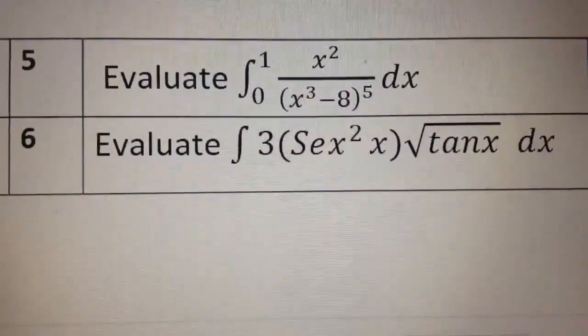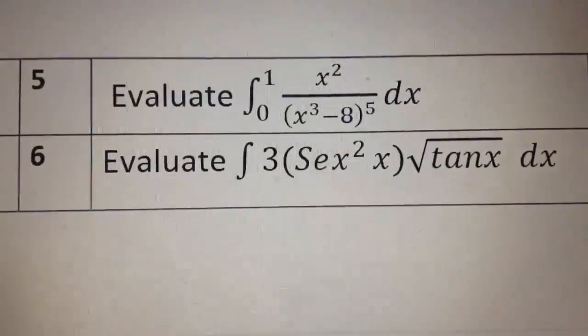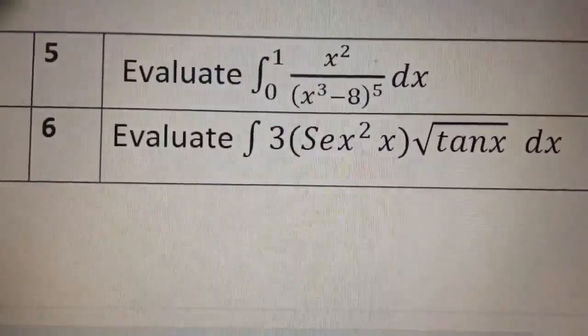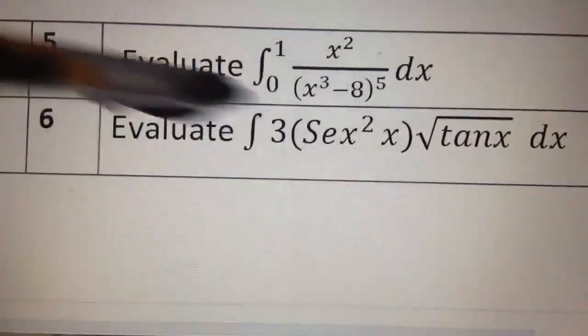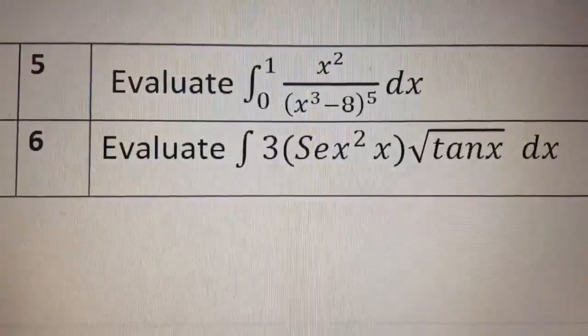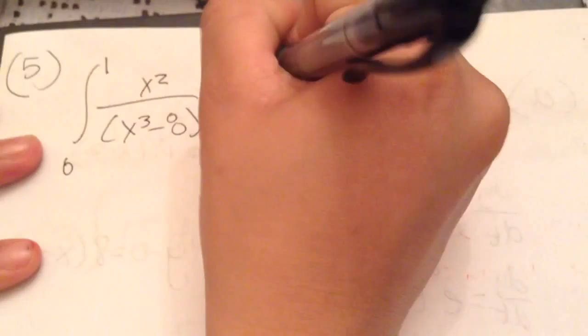For number 5, we're going to have to evaluate the integral of x squared over x cubed minus 8 to the 5th power dx between 1 and 0. So right here we are going to have to use u sub to find the derivative. So we're going to go over here and we're trying to find the integral of this between 0 and 1, x squared over x cubed minus 8 to the 5th dx.